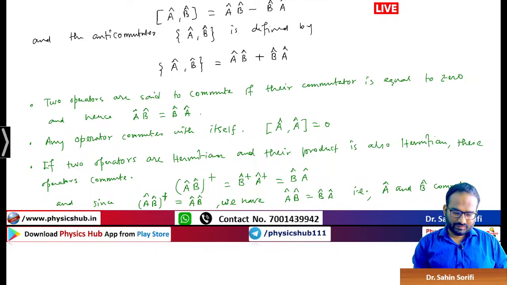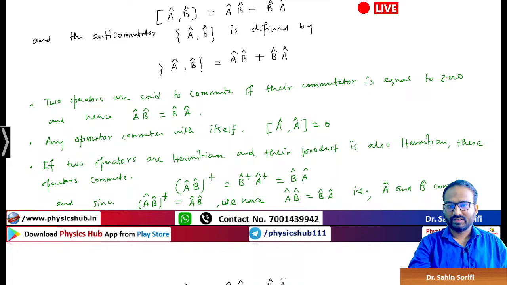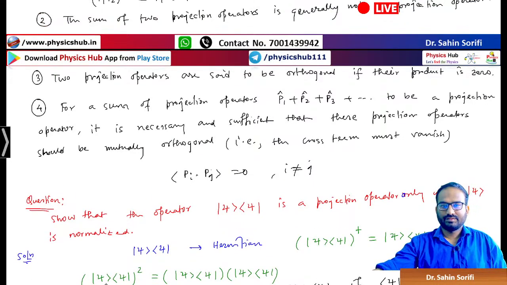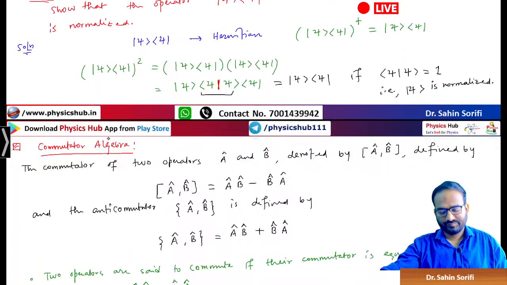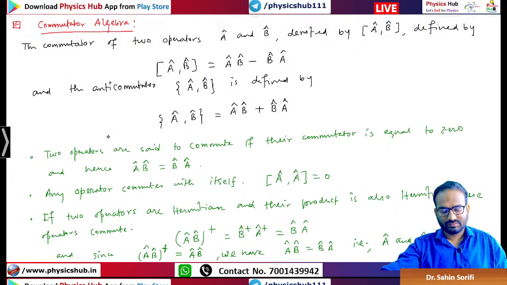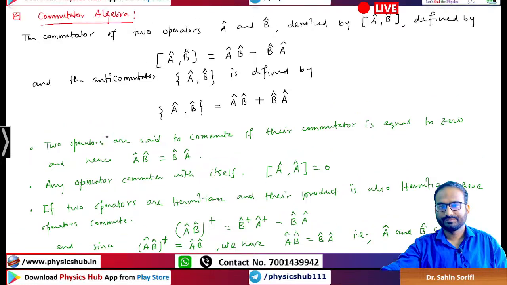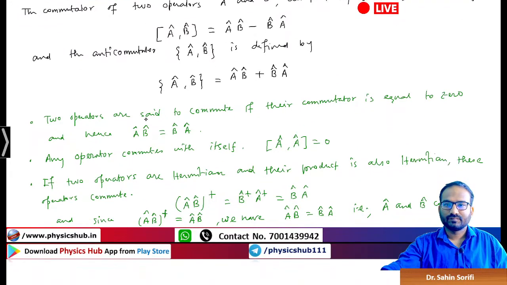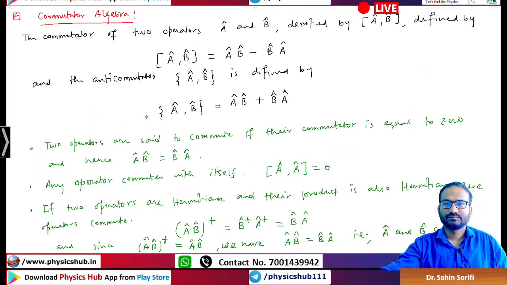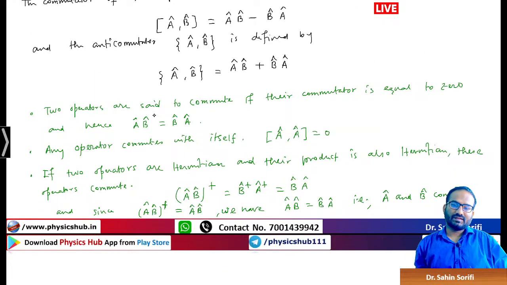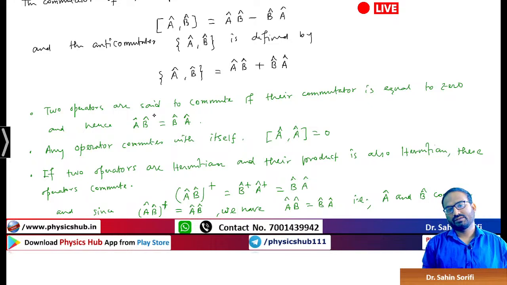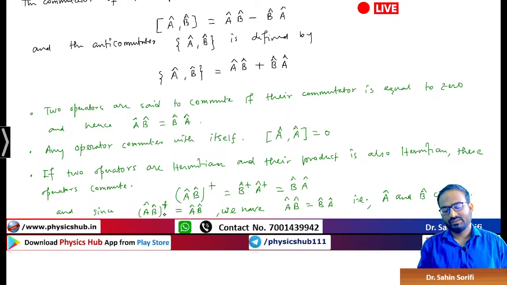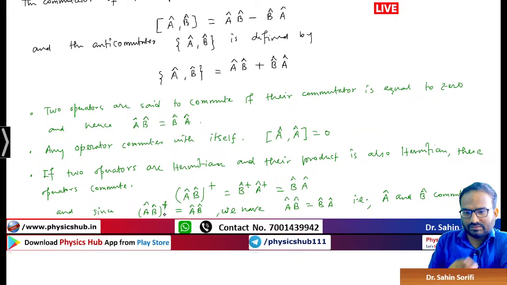The flower bracket is called the Poisson bracket. Now that is in classical mechanics. We'll talk about it. Poisson bracket, we deal with in classical mechanics. In classical mechanics also, for denoting the Poisson bracket, we use this symbol, but this is not the same here.